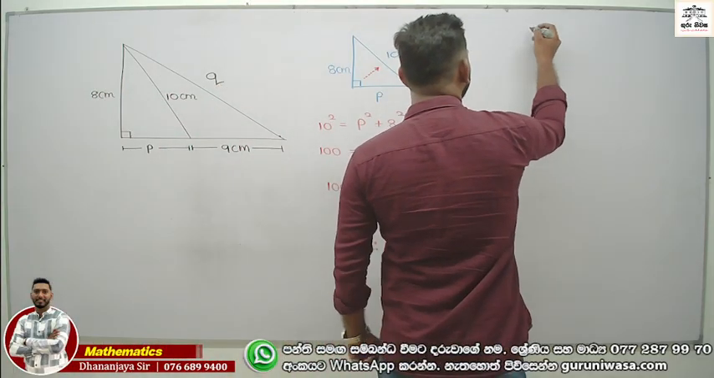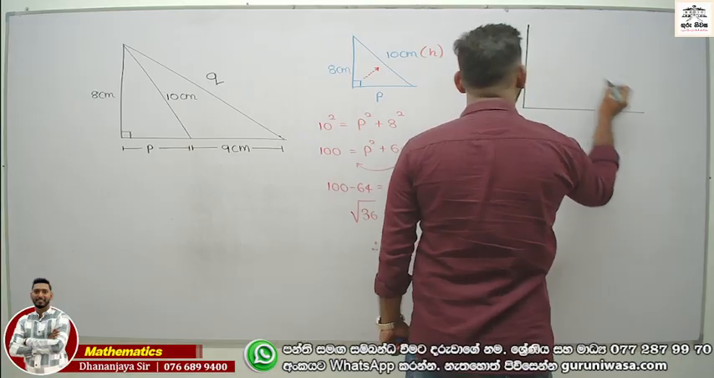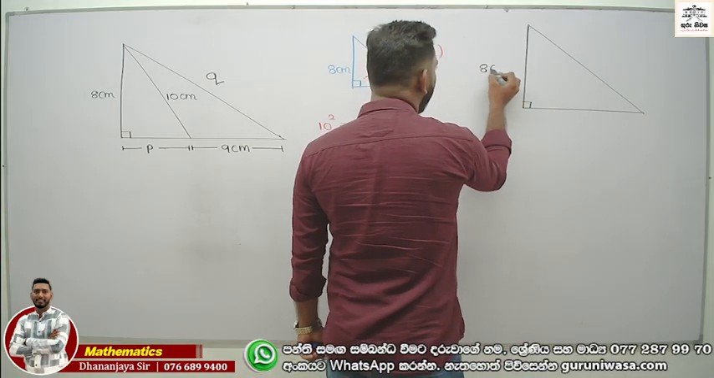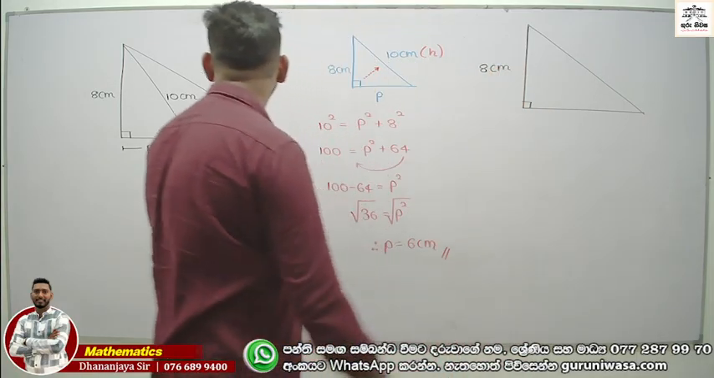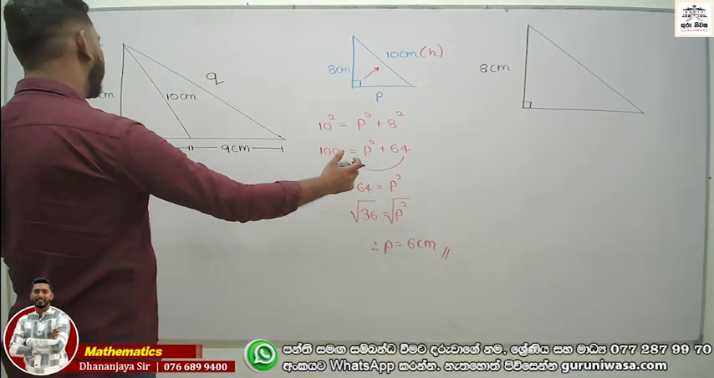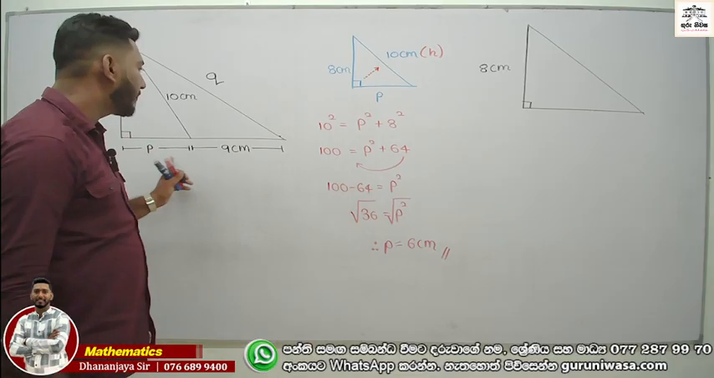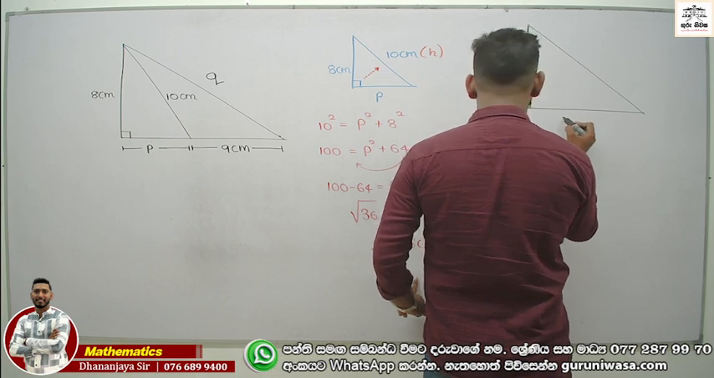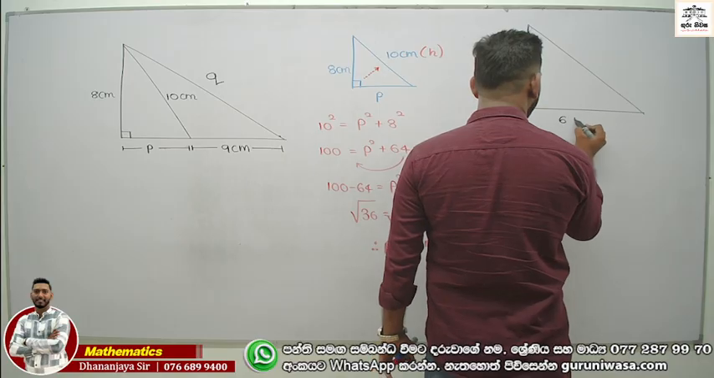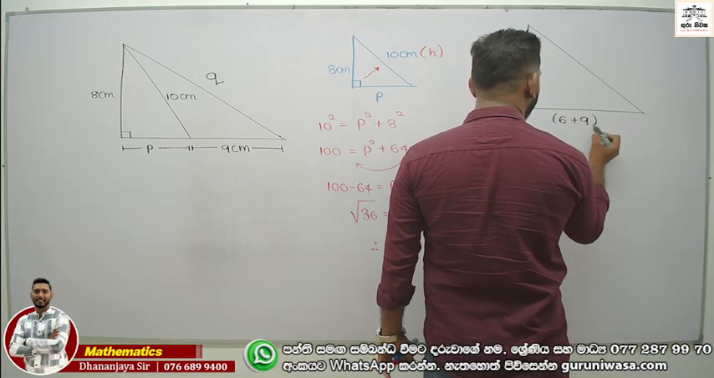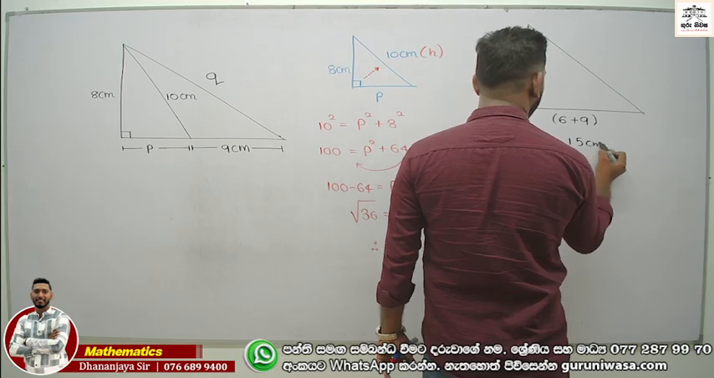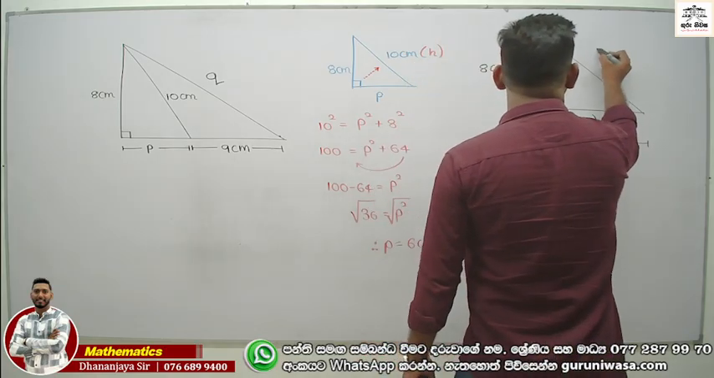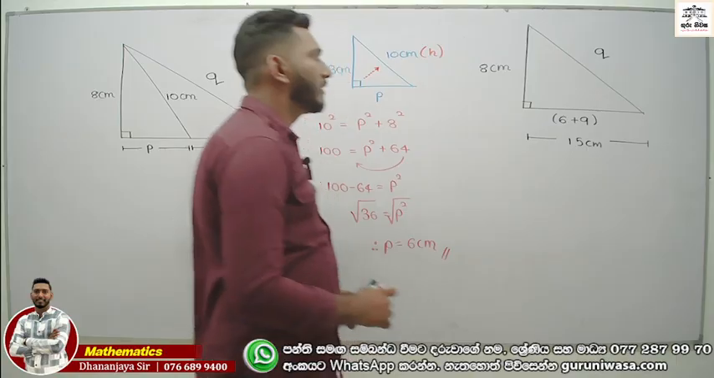Now look at this. This is a big one. Now this one is 8 centimeters. And the whole length, this one is p plus 9. And you know p is 6. Therefore, this one should be 6 plus 9. Now it should be 15 cm. And definitely this must be 15 cm. And this one is q. We don't know. Now how to find the answer?